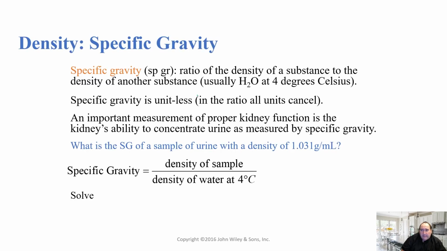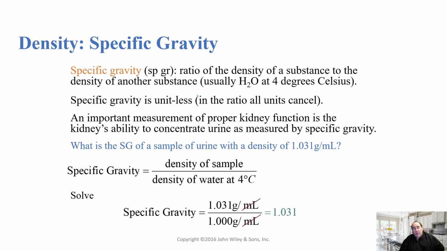So if we look at something like this, the specific gravity, again, is that ratio of the density to the density of liquid water, which is our 1 gram per milliliter. Basically, the units of density cancel out. So, for example, for proper kidney function, we do need to make sure it has a proper specific gravity. What is the specific gravity of urine with a density of 1.031 grams per milliliter? We would take the density of our urine and divide it by 1 gram per milliliter. It will give us a specific gravity here of 1.031.